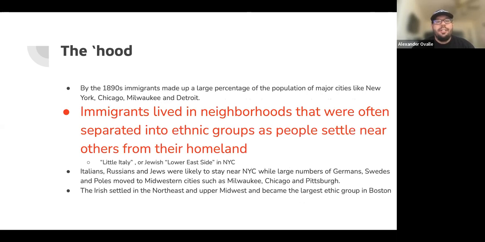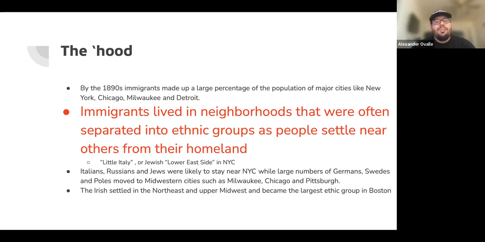All right, the hood. By the 1890s, immigrants made up a large percentage of the population in major cities like New York, Chicago, Milwaukee, and Detroit. Immigrants lived in neighborhoods that were often separated into ethnic groups as people settled near others from their homeland. So you have Little Italy, Chinatown, and the Jewish Lower East Side in New York City.